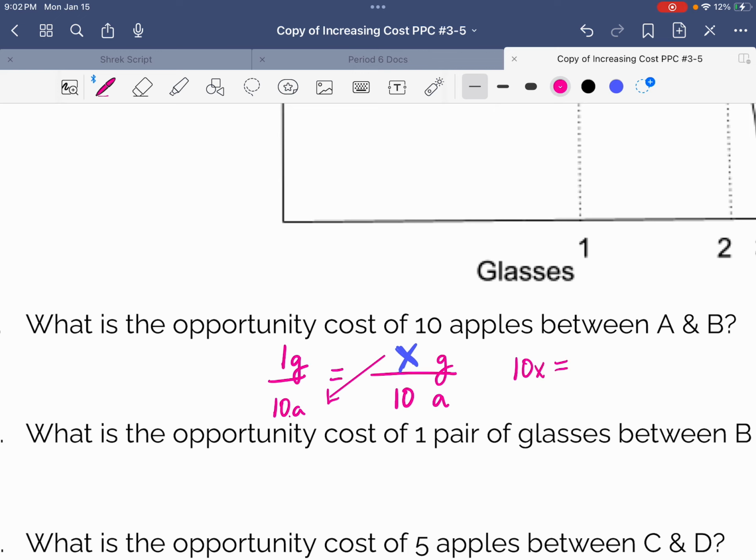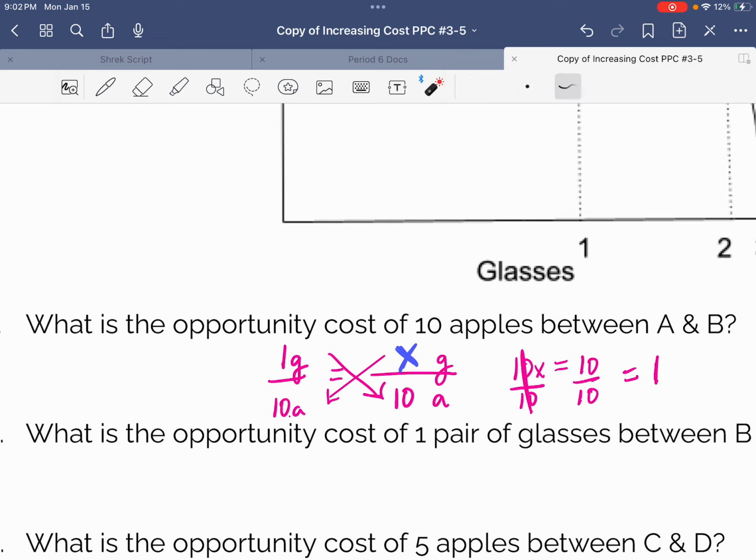I'm setting things equal to each other. Then I cross, 1 times 10 is 10. Now, this x is the variable I'm trying to find. I have to get x alone, so I divide by 10 on one side, and what I do to one side, I must do to the other. 10x divided by 10 gets rid of the 10, it becomes an invisible 1. 10 divided by 10 is equal to 1. So x is equal to 1.